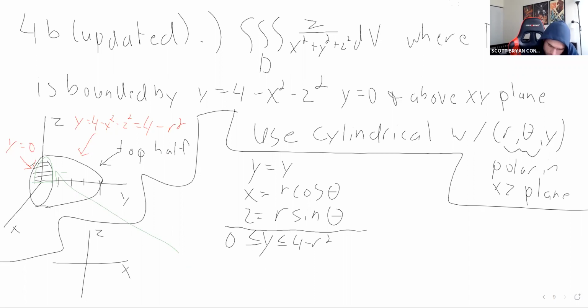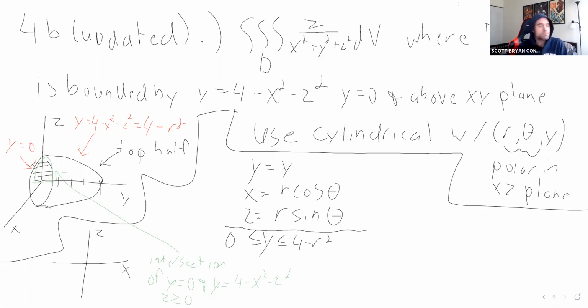So that's going to be the intersection of y equals 0 and y equals 4 minus x squared minus z squared. So the intersection of those is going to be the outer bound, but we want the part of that above the XZ plane. In other words, the plane z equals 0, so where z is positive.